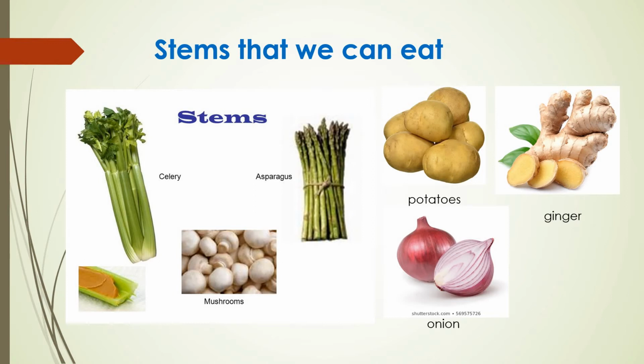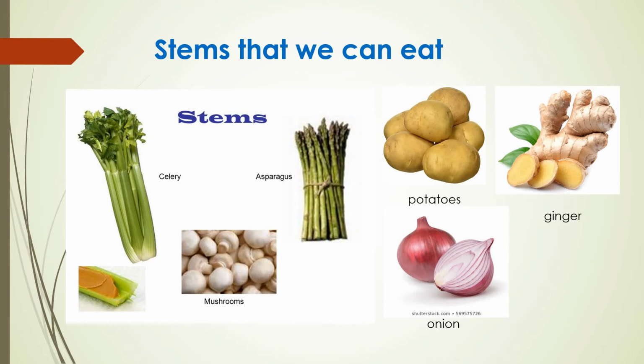Let us see some stems that we can eat. Stems such as stems of celery, asparagus, mushrooms. Even mushrooms are stems of plant. Potatoes, ginger, onions, they are all stems. Although potato, ginger, onion, they grow under the ground, but they are not root. They are stems. And potato, ginger, onions, they are called underground modified stems. Is that clear, boys? Please remember, potato, ginger, onion, they are not root. They are stems of the plant and we can eat them.